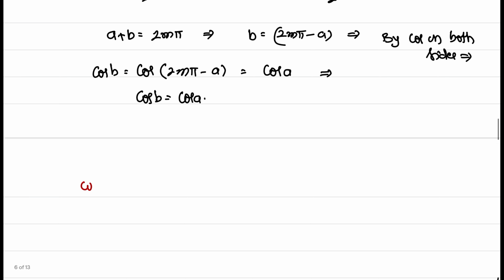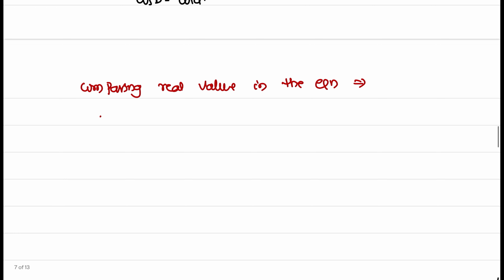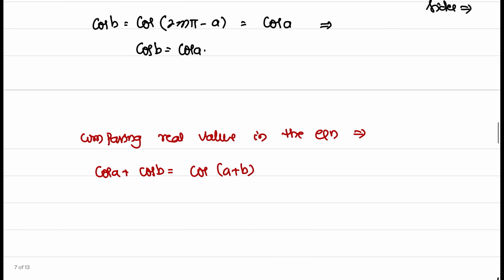Comparing real values in the equation, what happens? Cos a plus cos b is equal to cos a plus b. Initially we compared the imaginary values and now we are comparing the original values, that is, the real values. What is cos a and cos b? Cos a is equal to cos b.